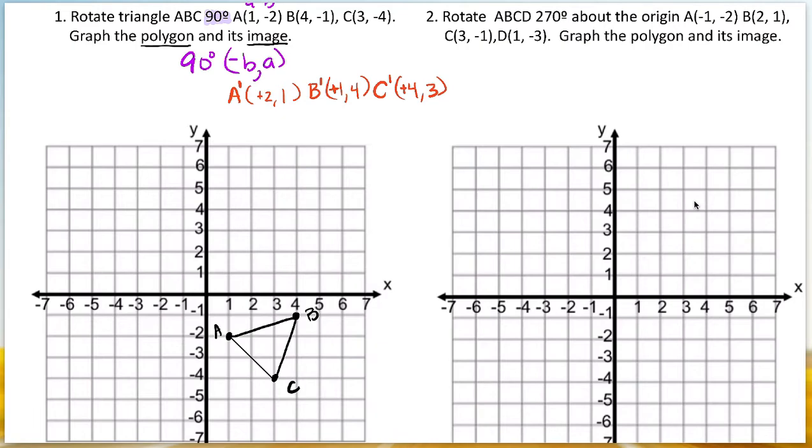A prime is at 2, 1. B prime is at 1, 4. C prime is at 4, 3. Graph the new.